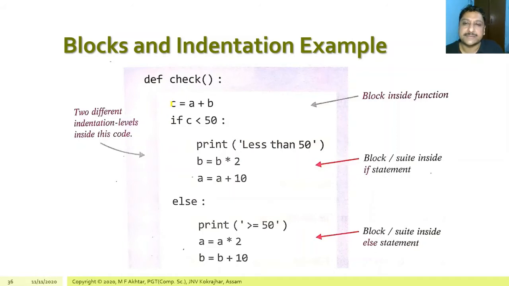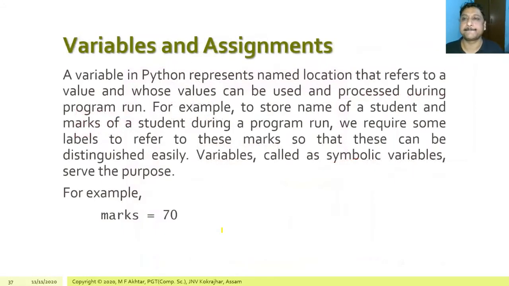Okay, see, this is 1 indentation level, this is more indentation level, the inner part of the statement. Okay, more spaces are given here. So this block belongs to this if statement, and this block belongs to this else statement. Understood? These are the blocks of statements. To make a block of statements, we have to indent the statements. Now next, variables and assignments.